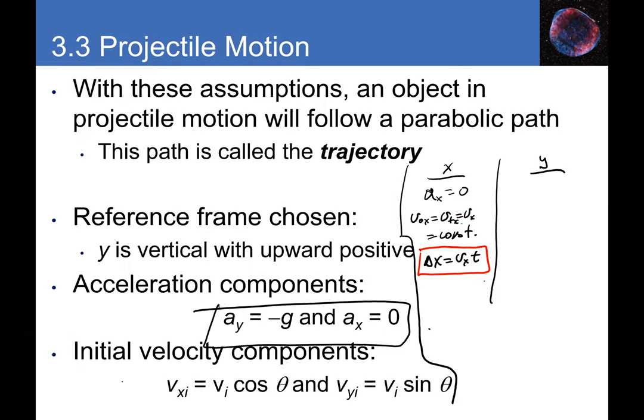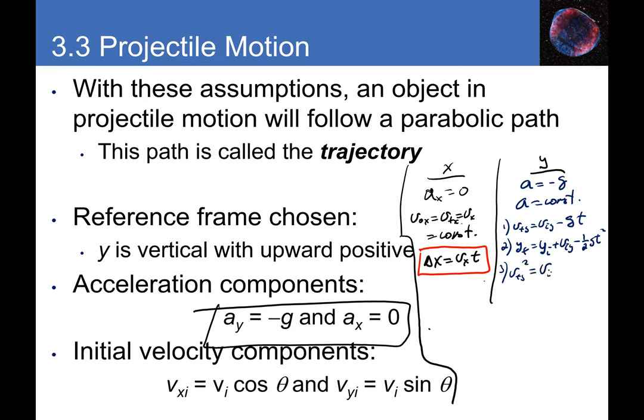In the y direction, what I have here is negative g acceleration, but acceleration is constant, which means I can use the kinematic equations. Equation one: v final in the y direction equals v initial in the y direction minus gt. Equation two: y final equals y initial plus v initial in y times t minus 1/2 gt squared. Then equation three: v final in y squared equals v initial in y squared minus 2g delta y.